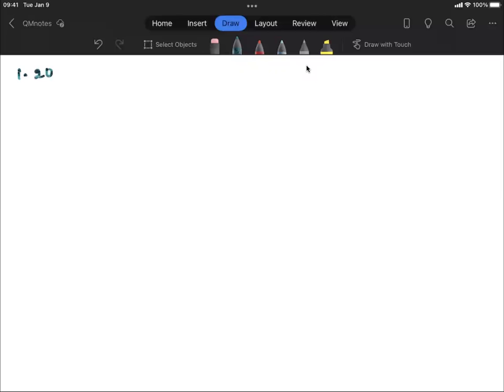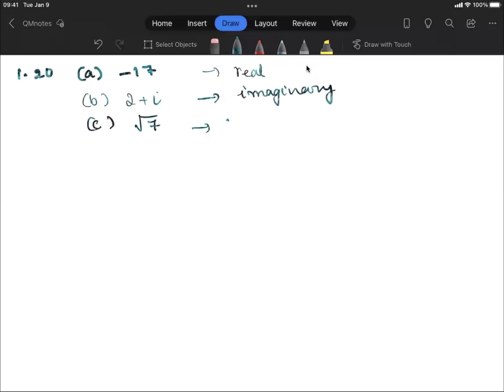1.20 asks us to classify whether each of the following is a real or an imaginary number. A is -17, clearly a real number. B is 2 plus i. This is an imaginary number. C is root 7. That's real. D is square root of -1, which is imaginary.